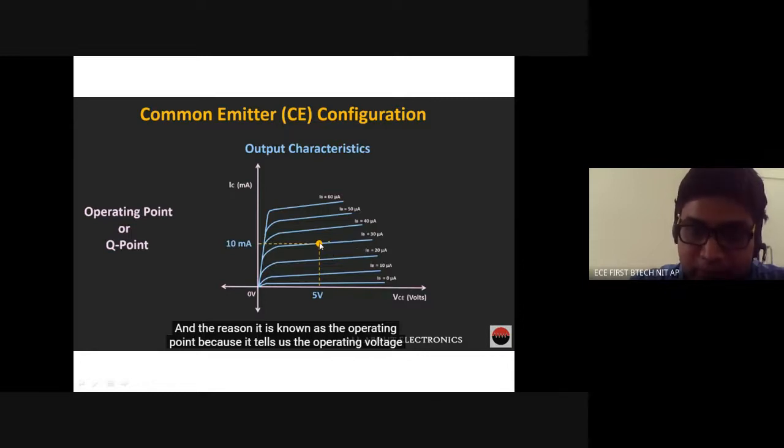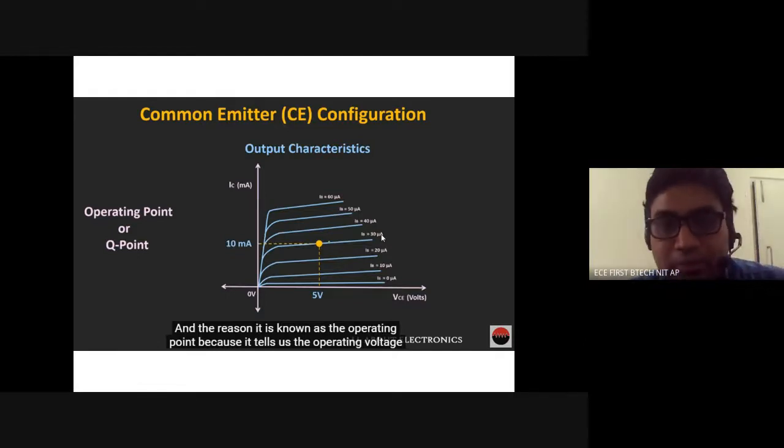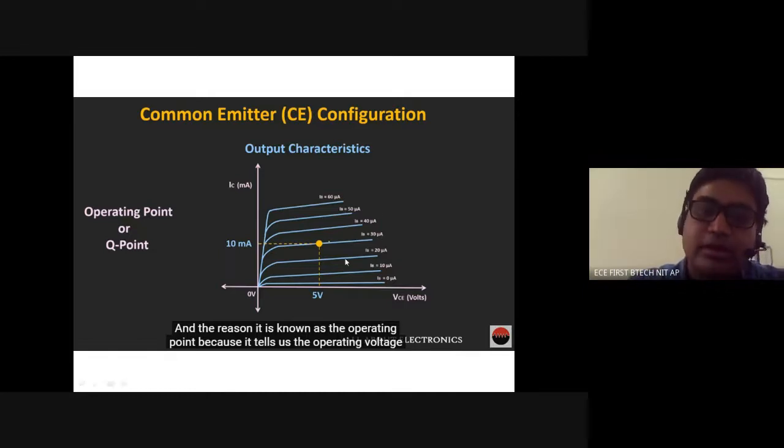So at this Q point you are able to know what my collector emitter voltage is, what my collector current is, and what my base current is. It is very important, because it tells you about our output characteristics parameters in common emitter configuration. Our output is the collector current and the output voltage is the collector emitter voltage, and when the output characteristics are drawn, they are drawn at different constant values of base current. So it also tells you the base current at that point. So this operating point is very important to know.